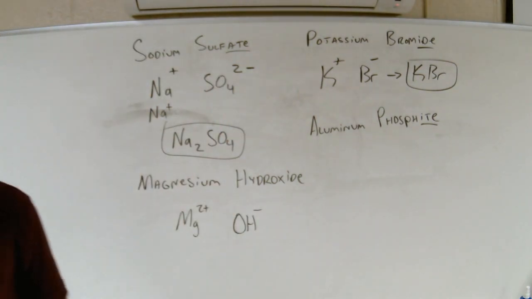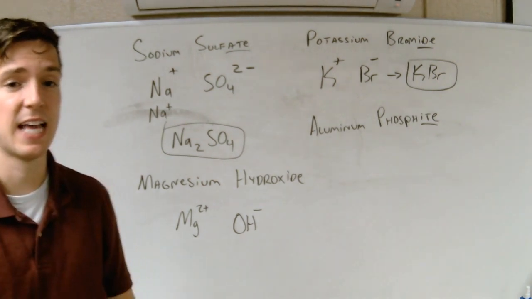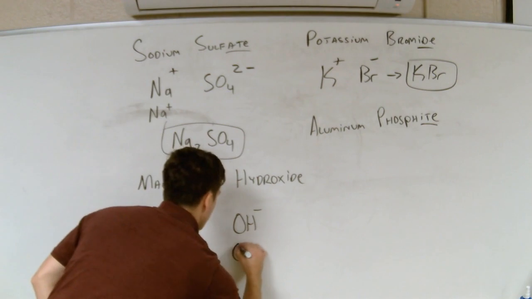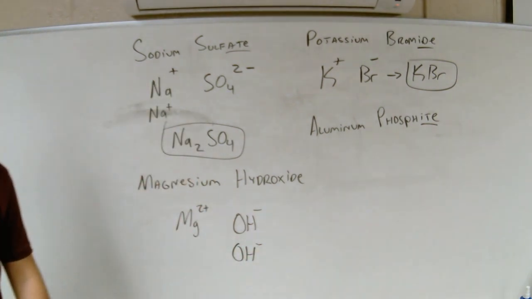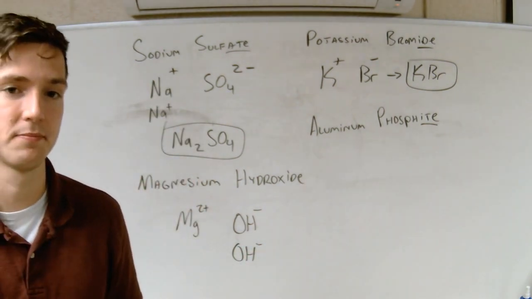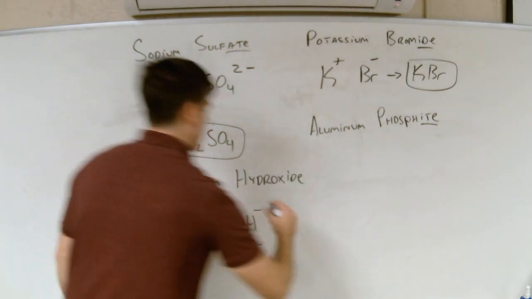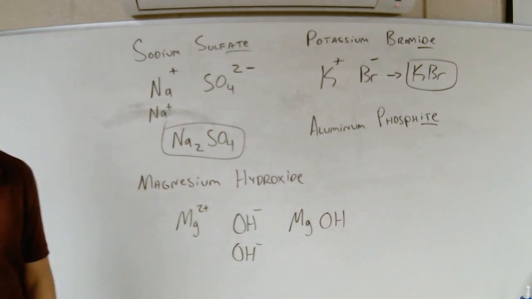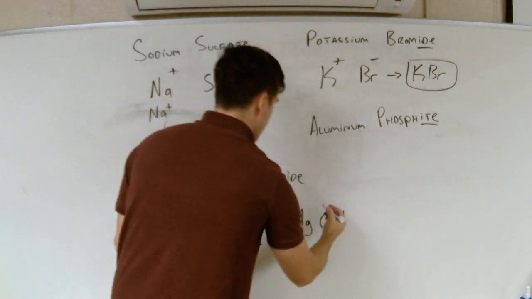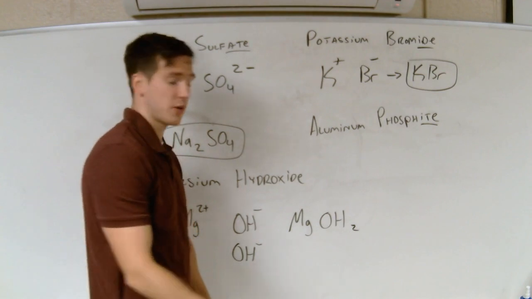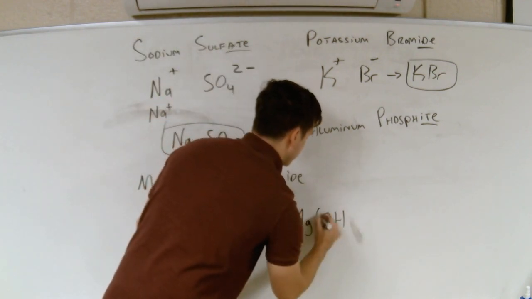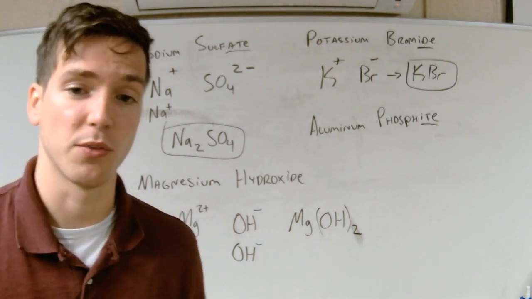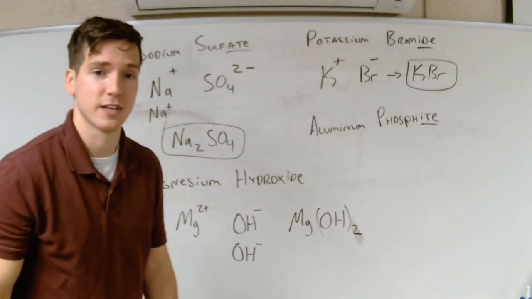But once again, I need to make this neutral. So I have a 2 plus charge, I have a minus 1 charge. You better get one more hydroxide in there. So in this case, we got one Mg. We got two OHs, but remember, since it's a polyatomic ion, I can't just do that. That's a big no-no. I gotta put it in parentheses first, and then put a 2, so that it encompasses the whole thing, and it says I got 2 hydroxides.